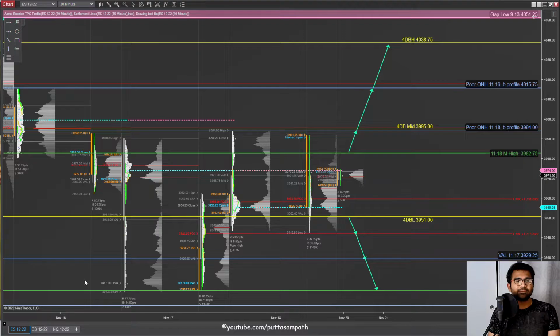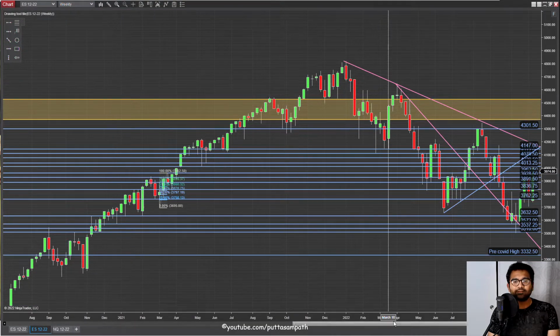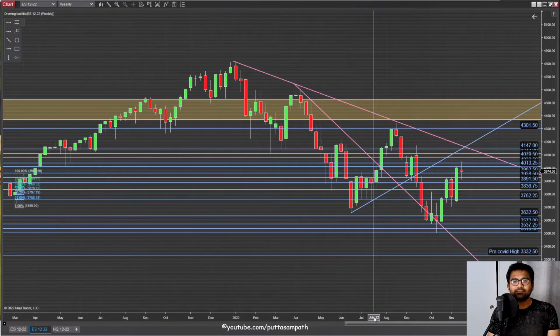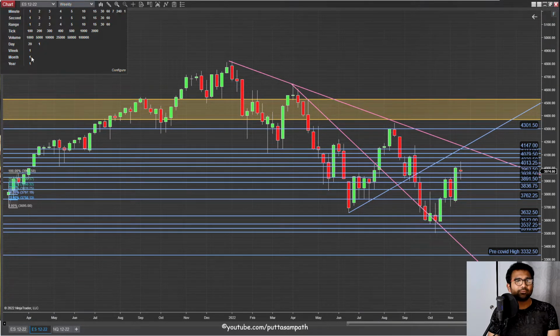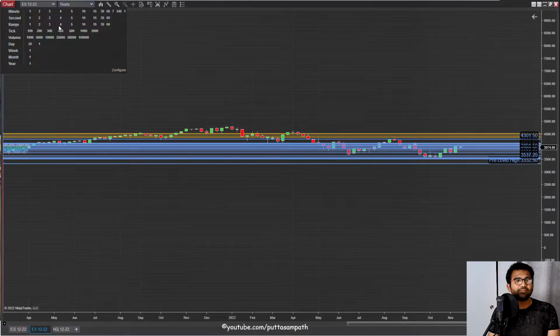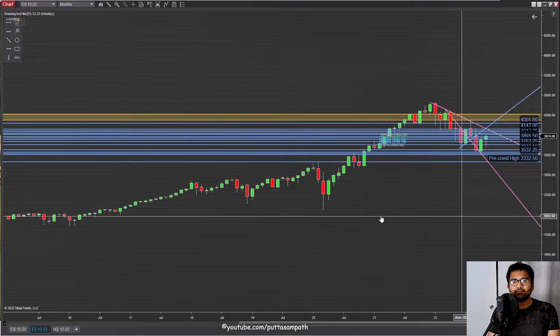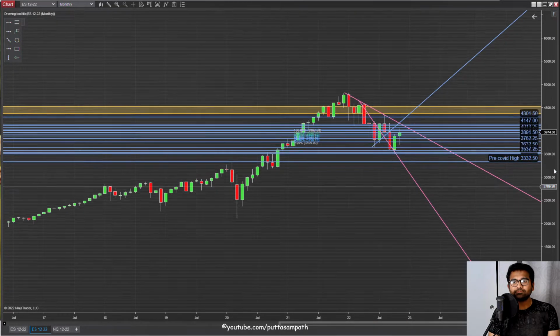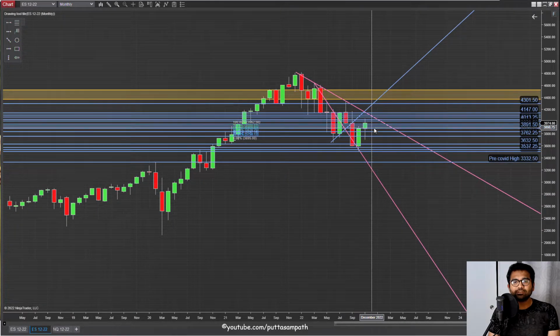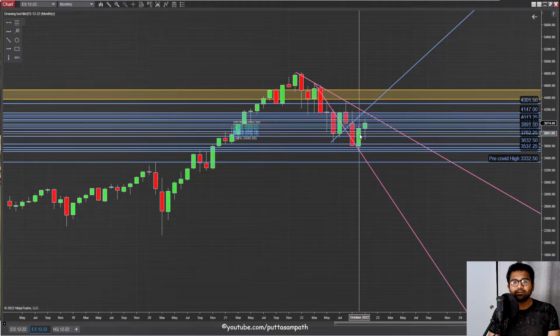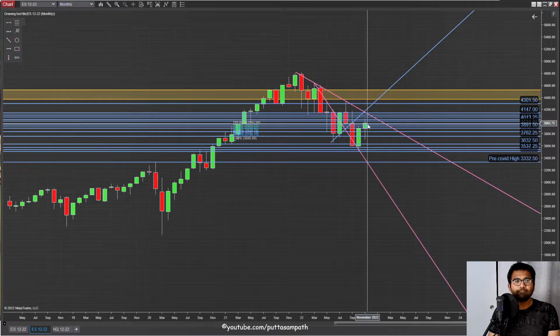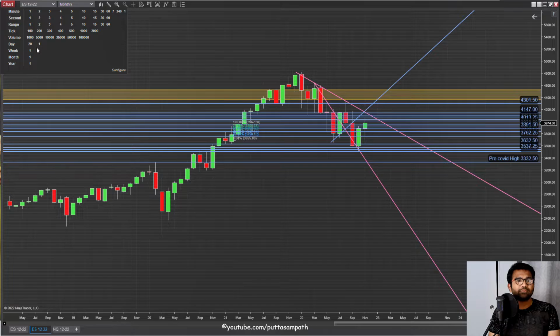So let's get to the candlestick pattern analysis now. In the candlestick pattern analysis, let's do it from the top down approach. Let's go to the yearly chart. Not yearly, monthly chart first. So monthly chart looks pretty bullish, meaning we are trading above prior month's high. So monthly is bullish. Let's go to weekly.